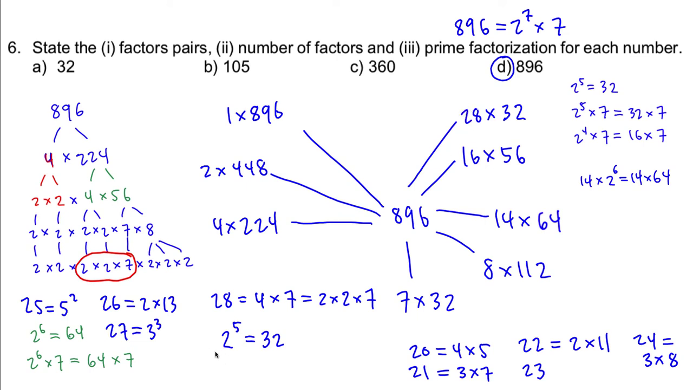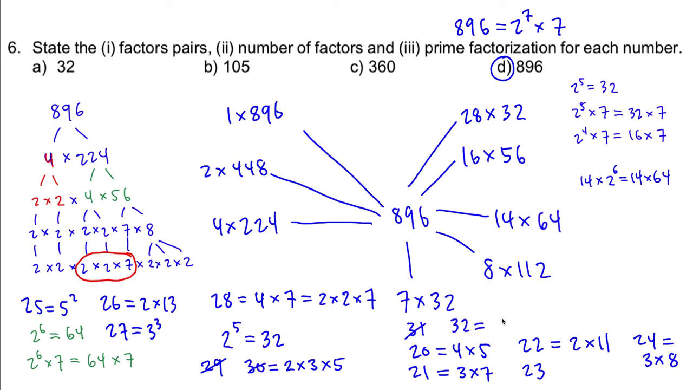After 28 comes 29, which is prime, which we don't have. Then 30, which is going to be 3 times 10, or 6 times 5, or 2 times 3 times 5. But we don't have a 3, so we don't have a 30. Then 31 is prime, so we don't have it.